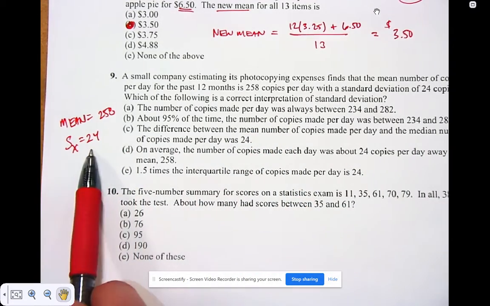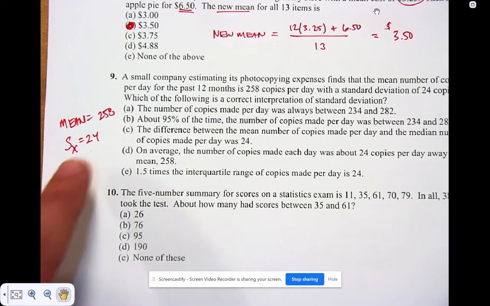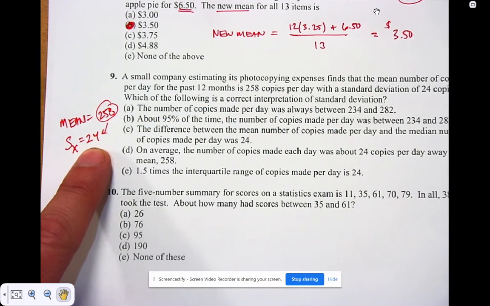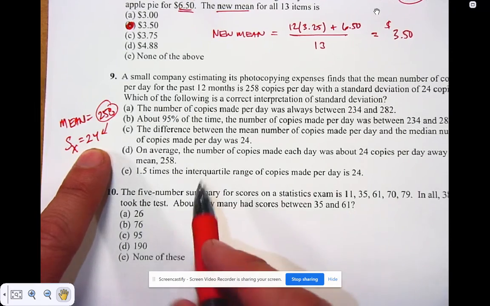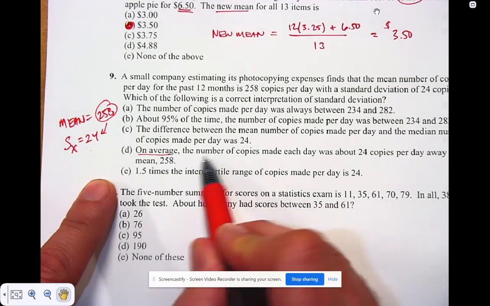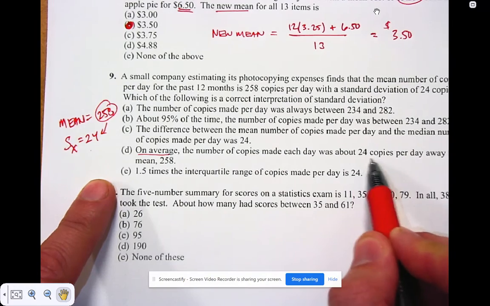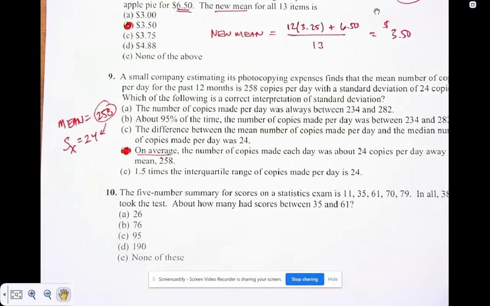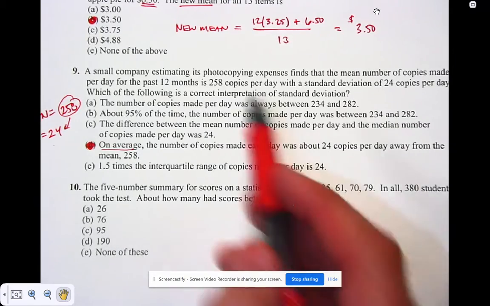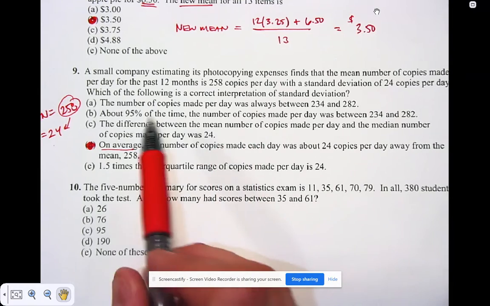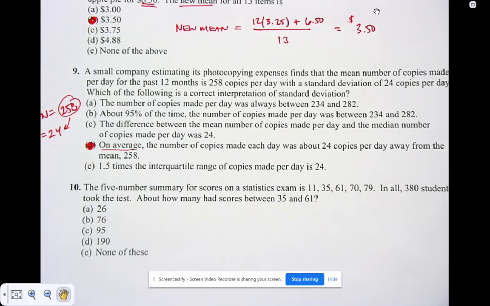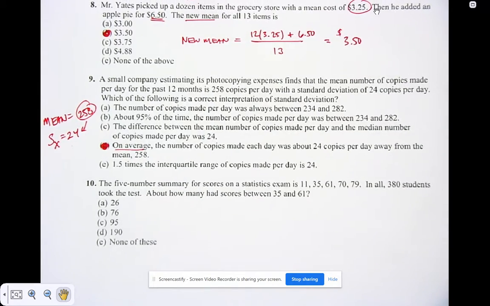Well, think about what we said. If I asked you guys to write that sentence, you would say, we would expect the data to deviate from the average by 24 copies on average. Okay, and if you look at these answers, go right down here to D. On average, the number of copies made each day was about 24 copies per day away from the mean. That's exactly what I said, just in different words. But as you go through these, none of these, we haven't even talked about these. Always between here and here, right? These are just distractors for those students that haven't talked about standard deviation or worked with it.